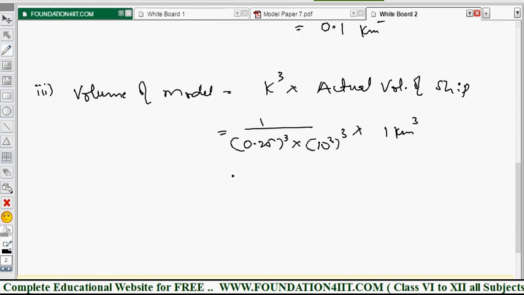Just by simplifying this, 1 by 4 whole cube, if you remove this part, that will convert into cubic meters, because 10 power 3 whole cube, 10 power 9. So 1 by 1 by 4 whole cube is equals to 64 cubic meters is the volume of the model. You can find out this.